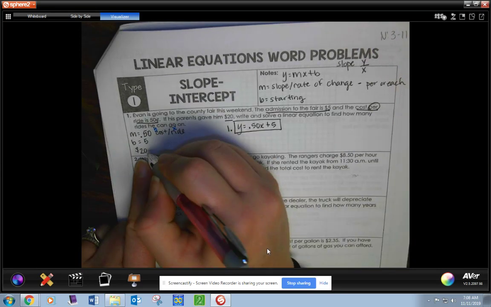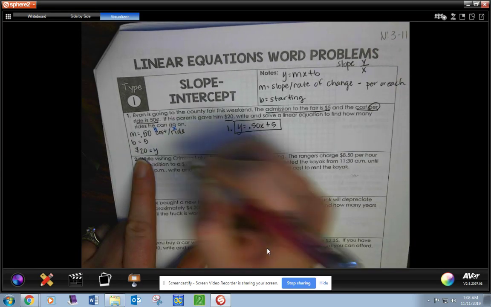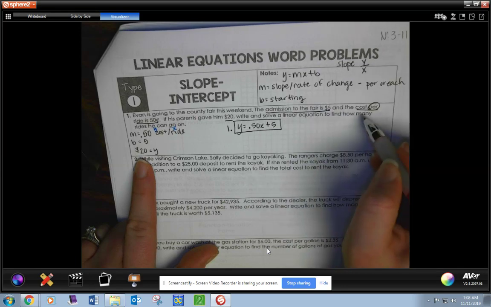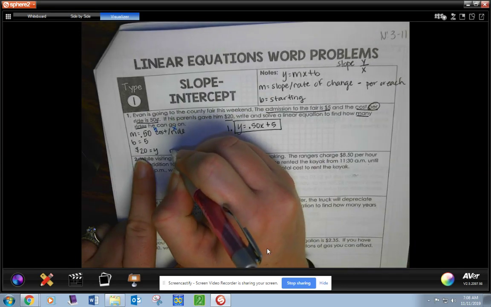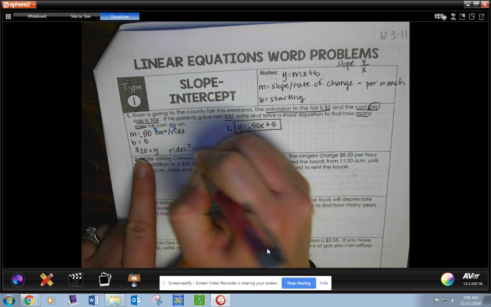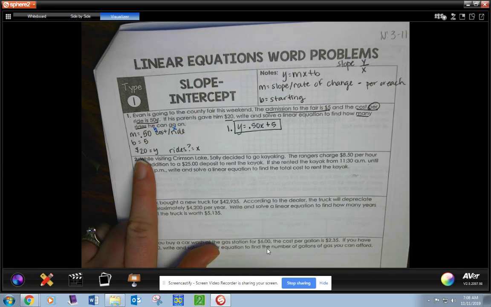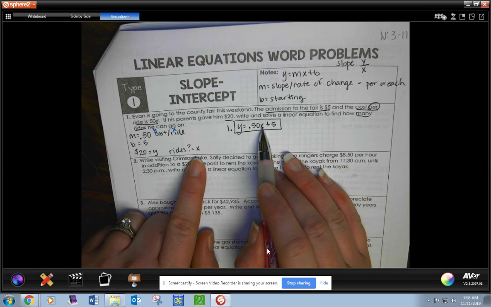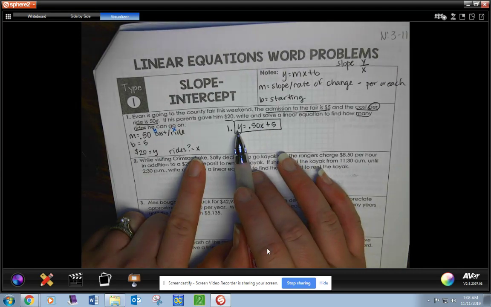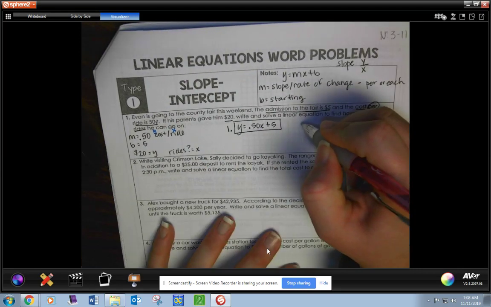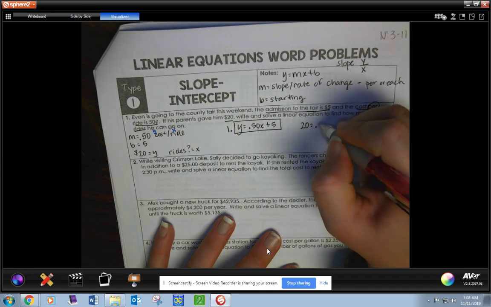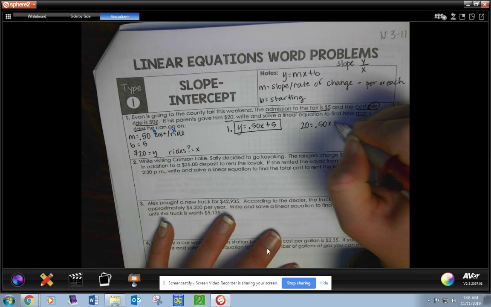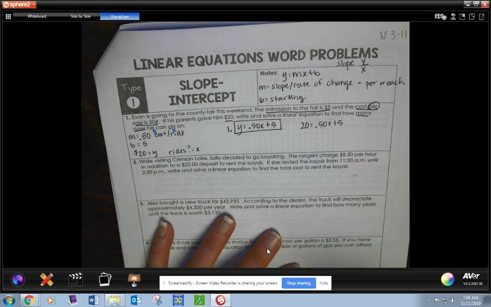Since they gave me $20, I know that this is y. They want me to find how many rides. So I want to find rides, which is x. So since I don't know what x is, I can't plug this in. I can plug in y. So for step 2, I'm going to do 20 equals 0.50x plus 5. And now I just have to solve a 2-step equation to get x by itself.